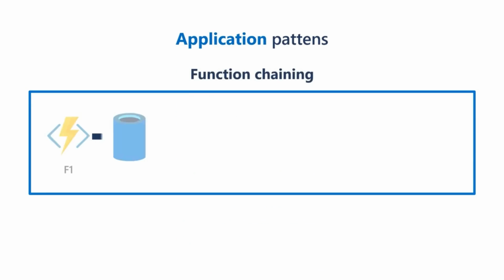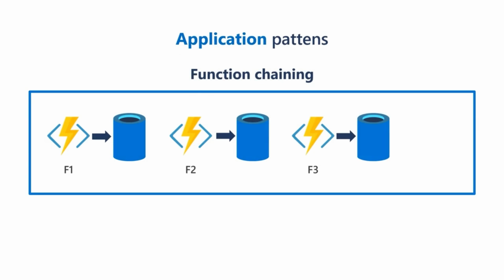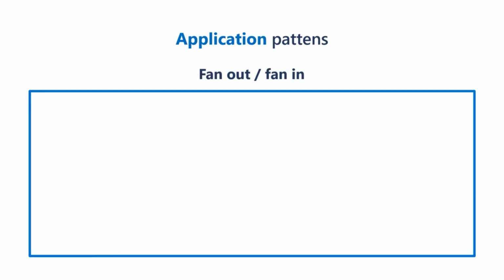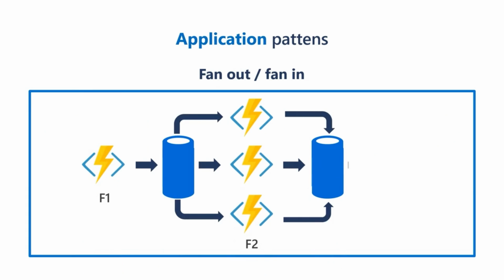In the function chaining pattern, the workflow executes a sequence of functions in a specified order. The output of one function is applied to the input of the next function in the sequence. The output of the final function is used to generate a result. Next is fan-out/fan-in. This pattern runs multiple functions in parallel and then waits for all the functions to finish.